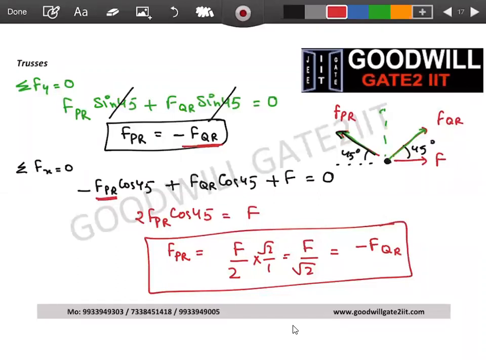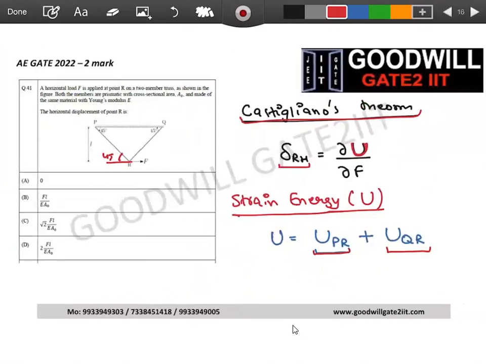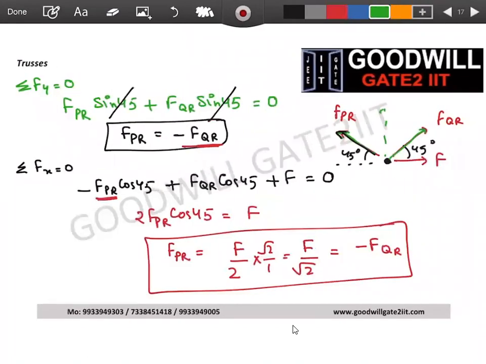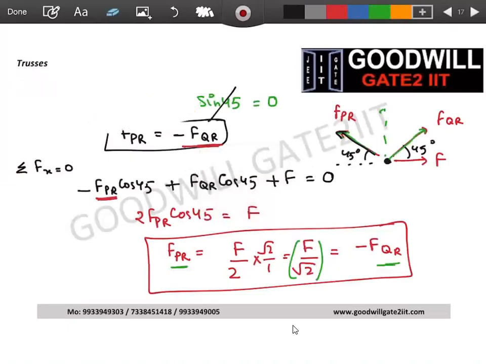And these forces will act axially to these members, one member here and one member here. And what we need to calculate, once I have force, I will calculate strain energy corresponding to that. Let's do it step by step. So the force came out to be F divided by root 2 in PR and minus F divided by root 2 in QR. That's what we got. Let's calculate strain energy now. All right, I'll do it here only because I think this part is clear for all.